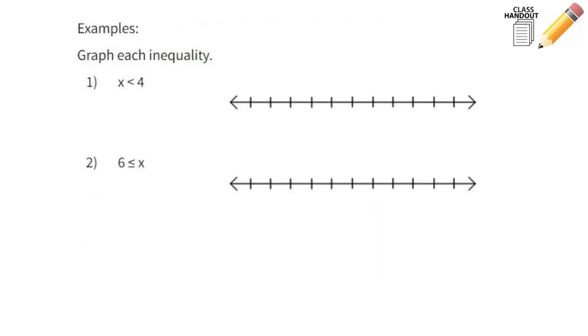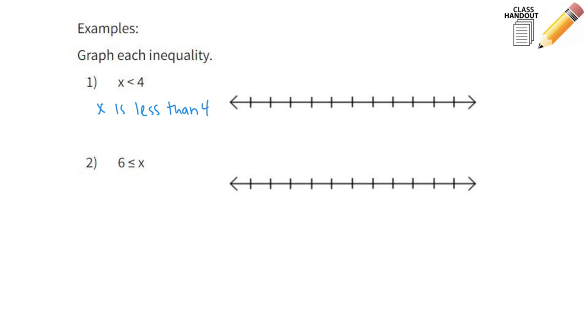All right, so now let's graph the inequality. Starting with number 1, it might be a good idea to write out what this inequality says. So it says x is less than 4. So we're used to seeing equalities. If we say x equals 4, then that means x has to be 4. But this is basically telling me that x can be any number that is less than 4.